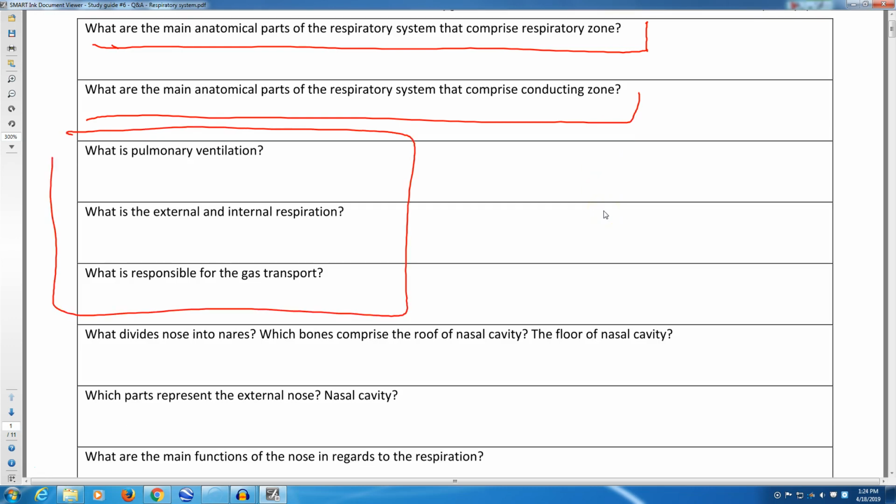These processes, please don't mix them up. Ventilation, air to the lungs; gas transport in the blood; external and internal respirations, that's the gas exchange. External in the lungs, internal in the tissues.